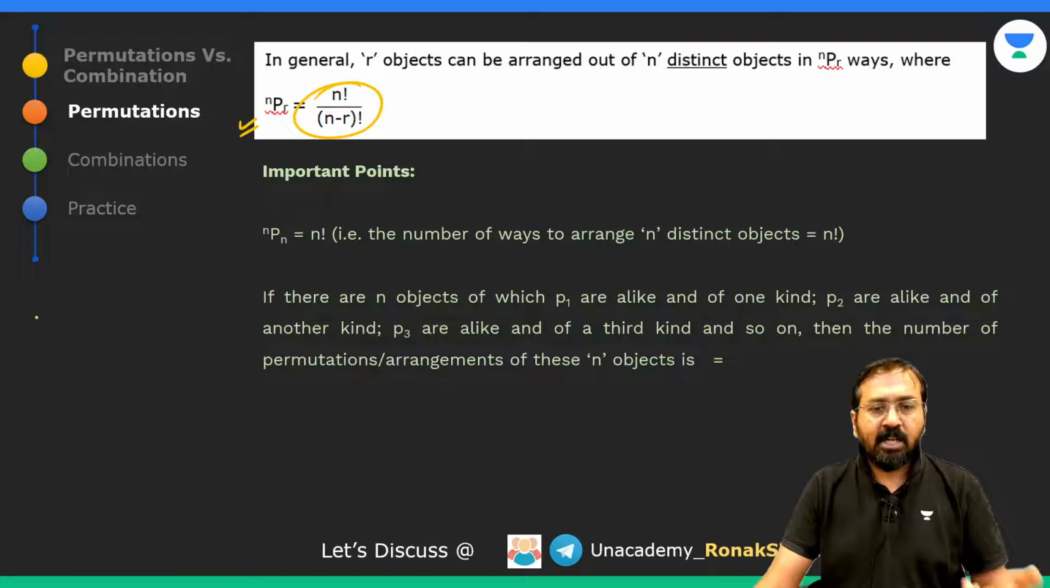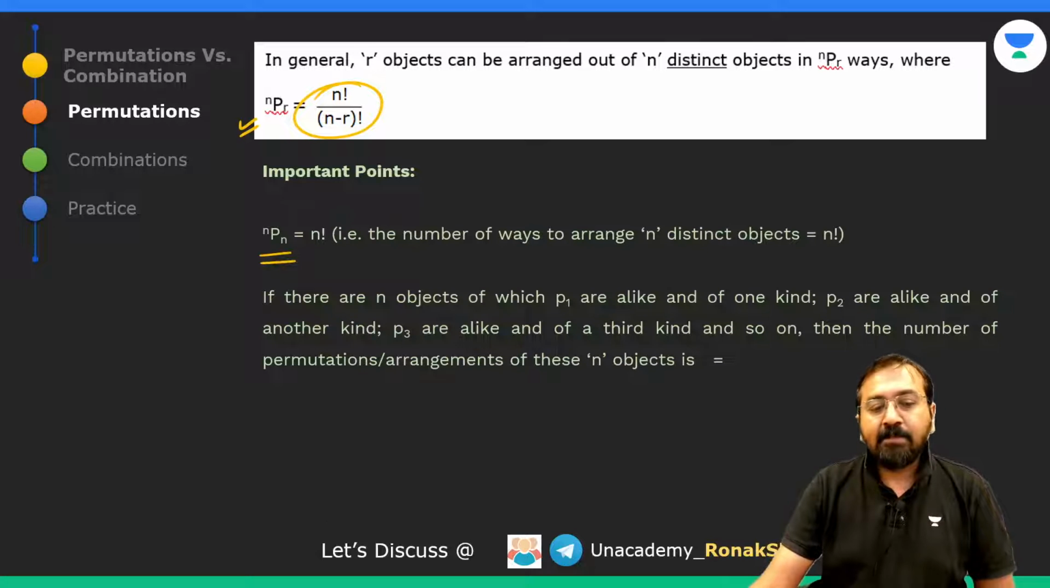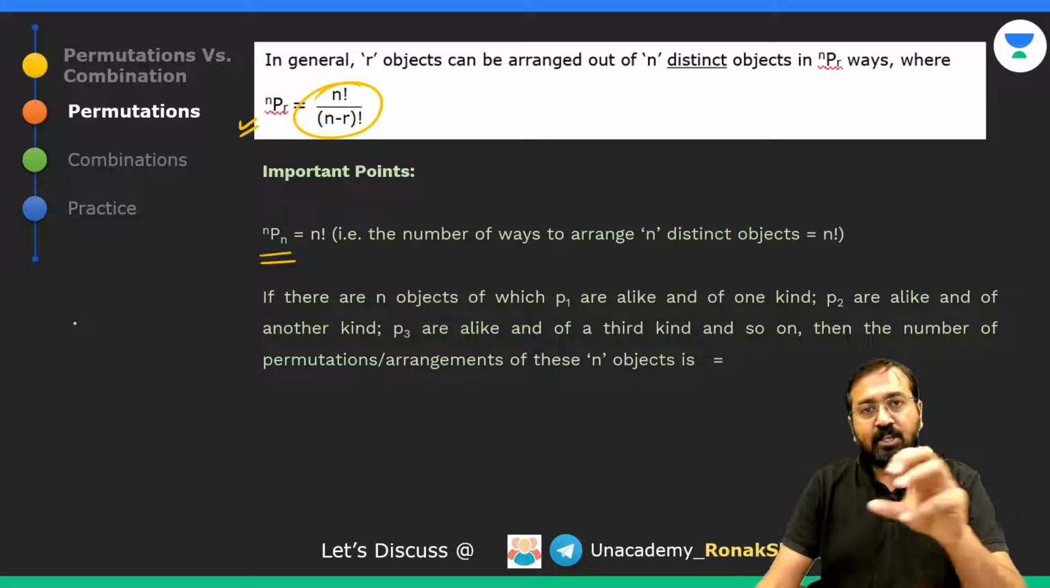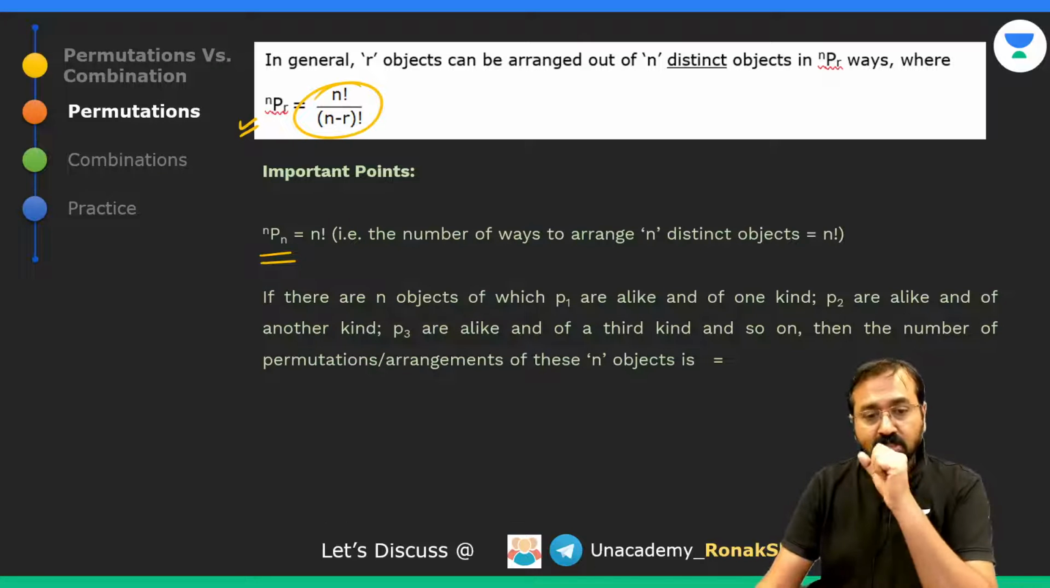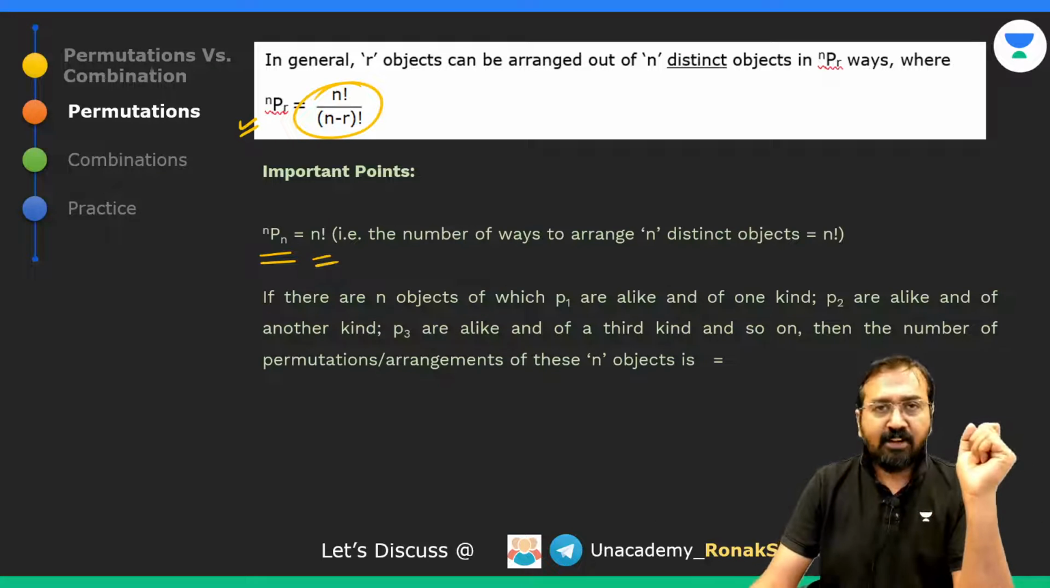So just remember this formula. I'll of course show you a shortcut for calculation. And remember one thing, NPN: if you have N objects and you want to arrange them on N positions, that can be done in N factorial ways.